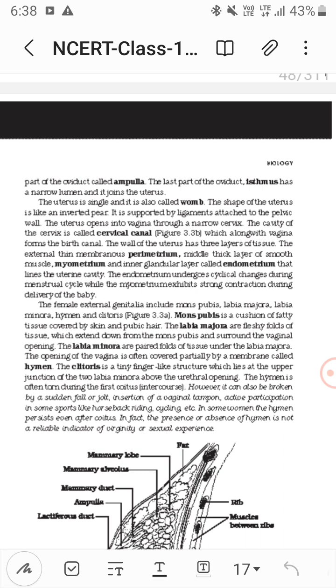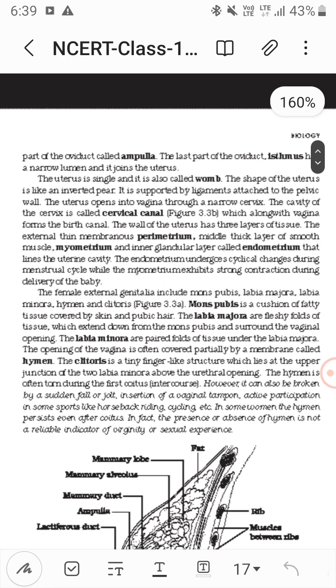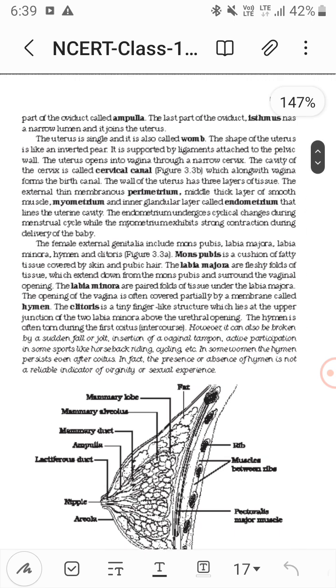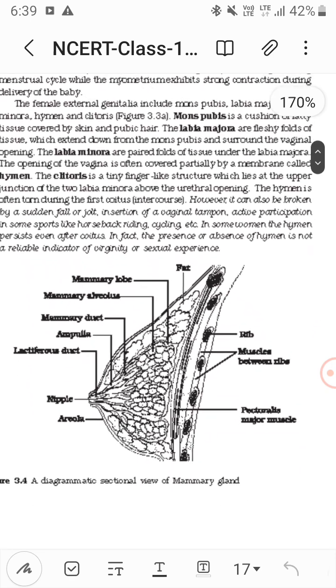The opening of the vagina is often covered partially by a membrane called the hymen. The clitoris is a tiny finger-like structure which lies at the upper junction of the two labia minora above the urethral opening. The hymen is often torn during the first intercourse, or due to a vaginal tampon or active participation in sports like horseback riding and cycling. In some women, the hymen persists even after coitus. In fact, the presence or absence of the hymen is not a reliable indicator of virginity or sexual experience.